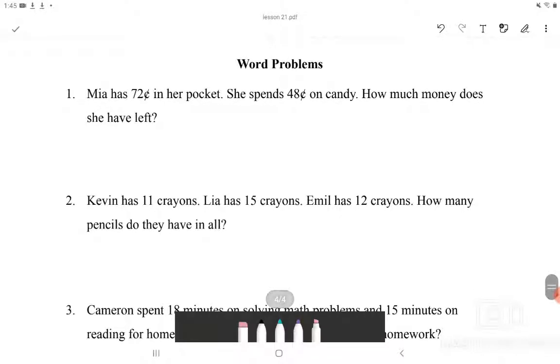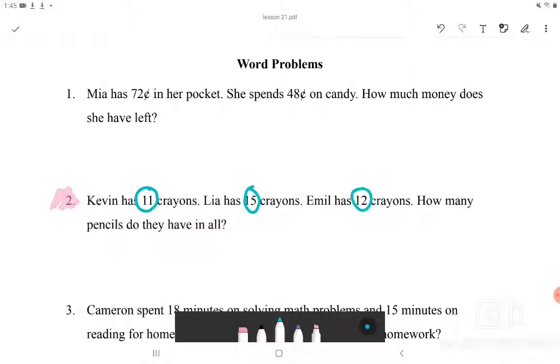The last section is called word problems, and I will be doing 2 questions from this section. Let's first do number 2. Kevin has 11 crayons, Leah has 15 crayons, and Emil has 12 crayons. How many pencils do they have in all?